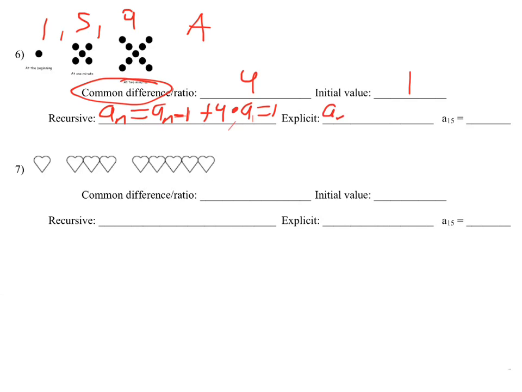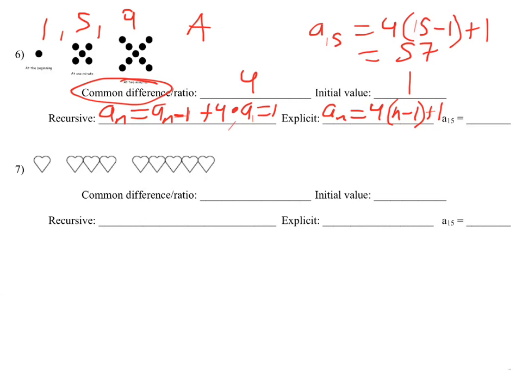For the explicit function for arithmetic sequences, you're going to have 4, the common difference, in front of n minus 1, and then you're adding your initial value. If you want a sub 15, you just take 15 and put it in your function for n, and compute that. Let's see, 4 times 14 plus 1, you're going to get 57. So a sub 15 is 57.